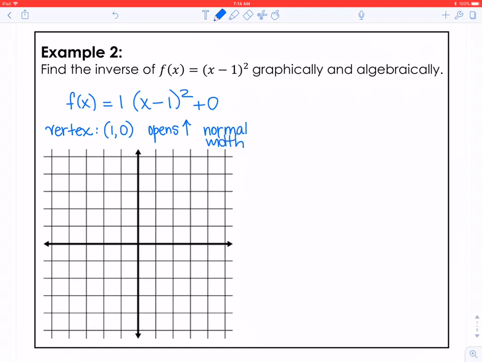So 1, 0, opening up with a normal width, so to the right 1, up 1, from your vertex to the right 2, up 4, and then mirror image that to the left. That gives you your function, f of x is equal to x minus 1 squared.